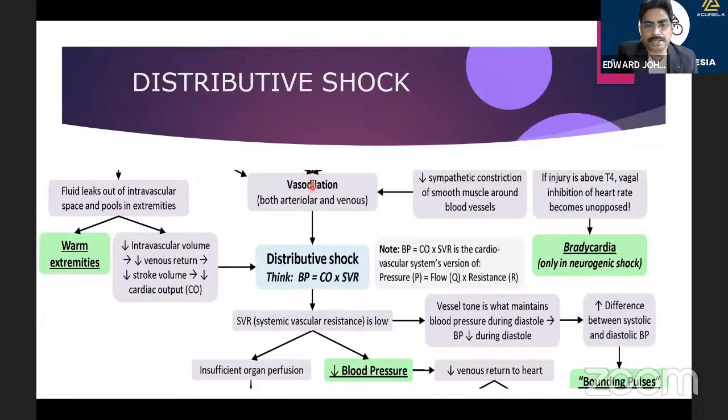And due to the vasodilatation, you already know the blood pressure is cardiac output and stroke volume. Your cardiac output will be increased as a compensation to restore the blood pressure. So cardiac output increased means your systolic pressure increases. At the same time, the diastolic pressure falls, because the diastolic pressure is maintained by your systemic vascular resistance. Now, systolic BP is high, diastolic BP is low, so you get a wide pulse pressure, so that you get a bounding pulse. So warm extremities, low BP, bradycardia only in the case of neurogenic shock involving the cardiac sympathetic fibers. Otherwise, you will get tachycardia. Then bounding pulse. So these are the features of the distributive shock.